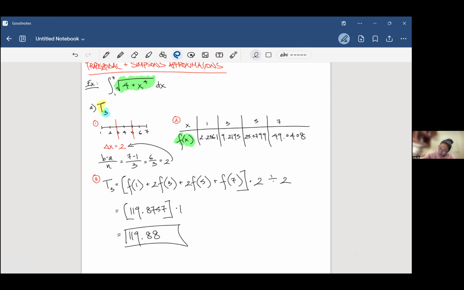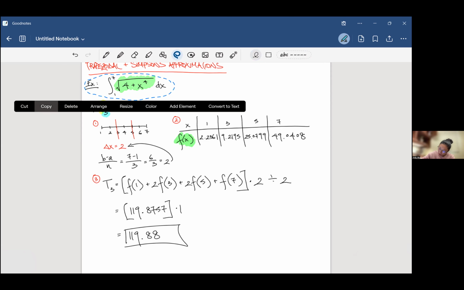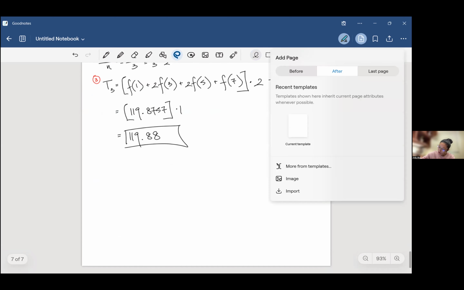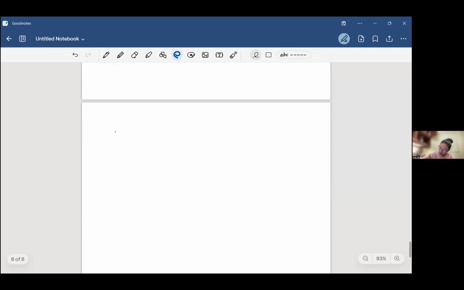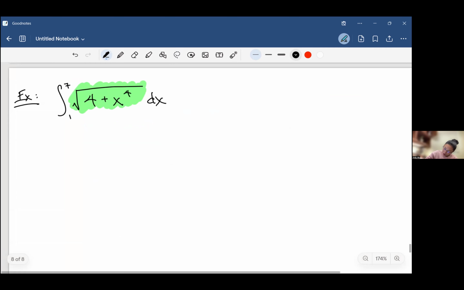Okay, so I'm going to go ahead and grab this and we'll copy this, and we'll paste it on a new page. Okay. And this time, our question will be asking you to find S of 3. Okay. So I know that our notation is a little bit different here. So let's be clear here.